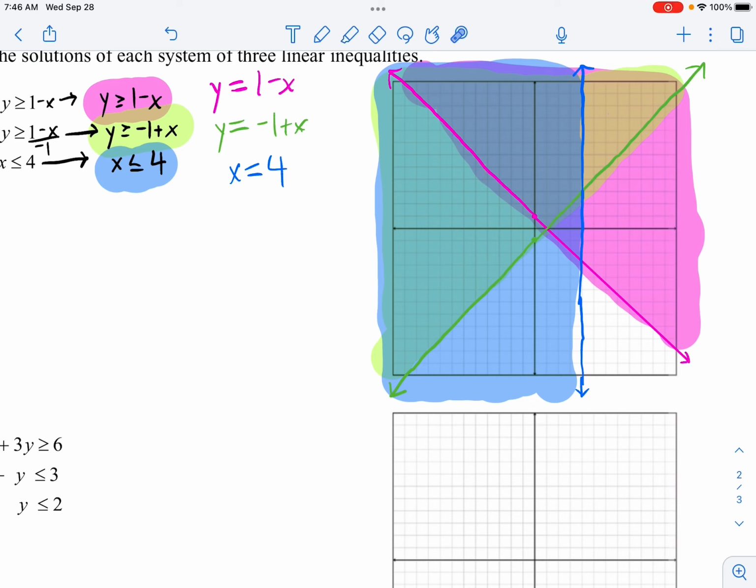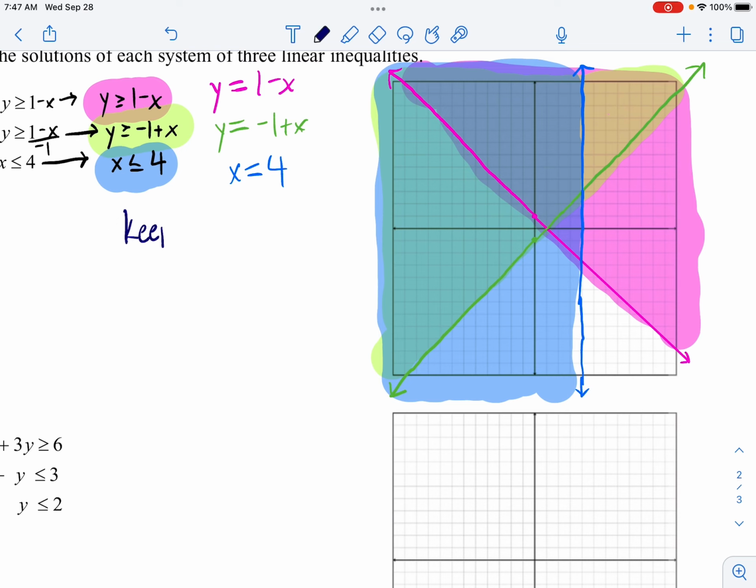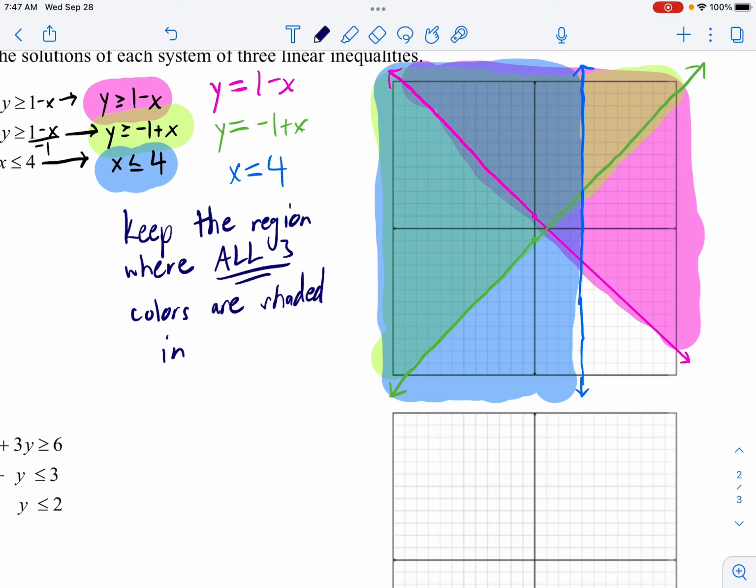All right. Now what we do here is we're going to keep the region where all 3 colors are shaded in. So let's look at this, okay? So this has no color. We're not going to keep this, okay? This has just pink. We're not going to keep this. This has just blue. We're not going to keep this. This has green and pink, so we're not going to keep that. It needs to have all 3 colors.